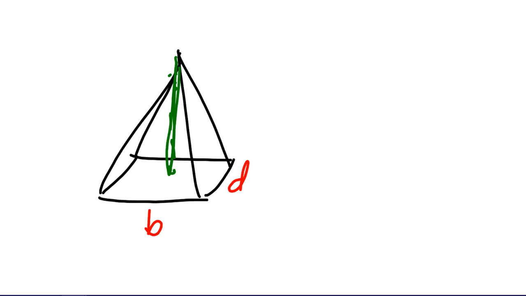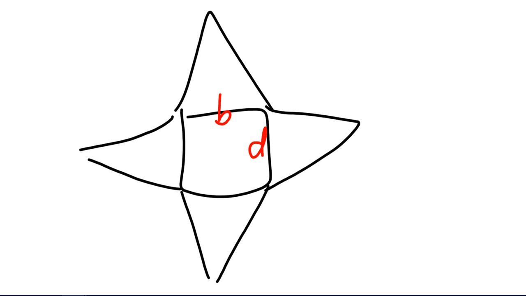Remember when we learned about surface area, we learned that this blue line is called the slant height. Remember, that blue line is the height of the triangle. The green line is the height of the pyramid. Those are different. So when we look at the net, where is the height of the triangle? That's right there. That's right there. That's right there. That's right there.